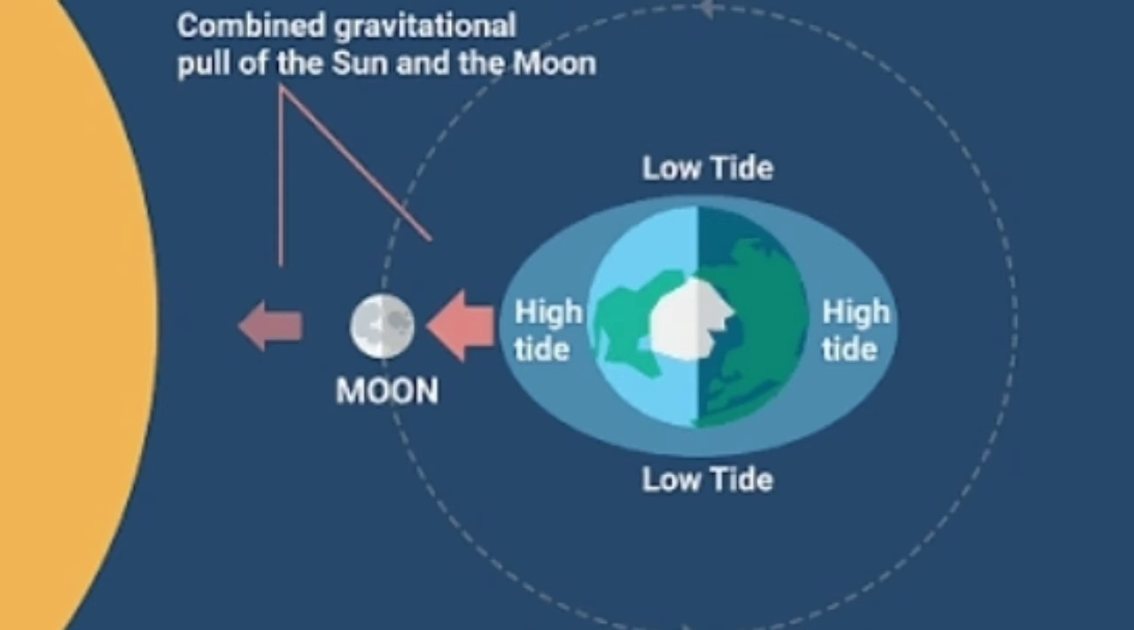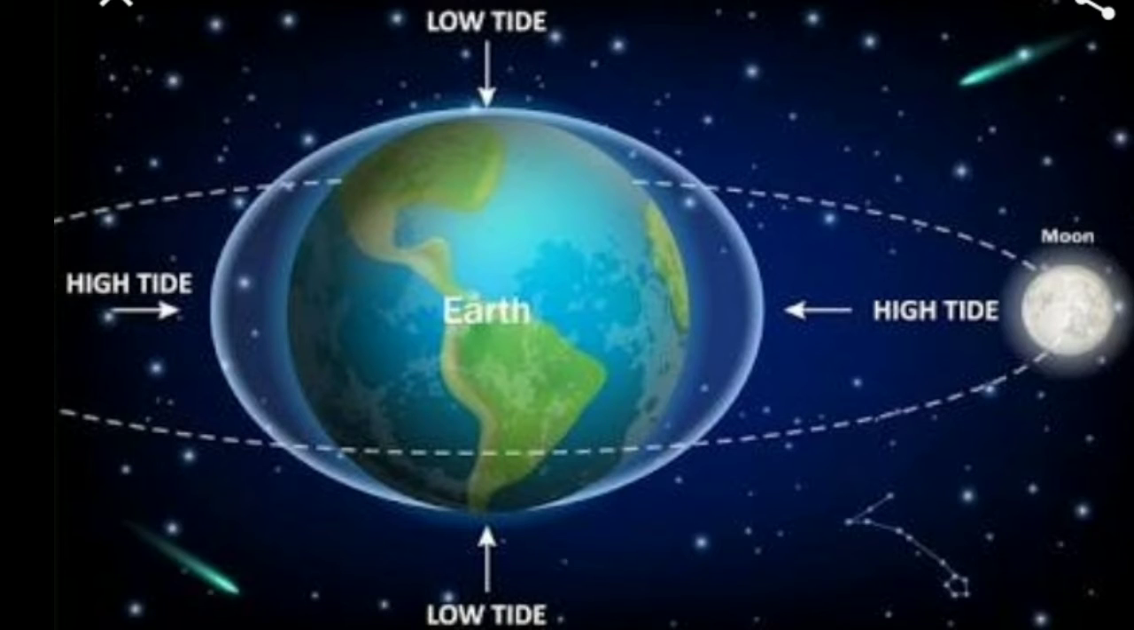When the water level rises and moves toward the seashore, it is known as high tide or flow tide. When the water level recedes and moves away from the coast, it is known as low tide. There are two high tides and two low tides in a day. The height of the tides is not constant and depends on the position of the moon and the sun.